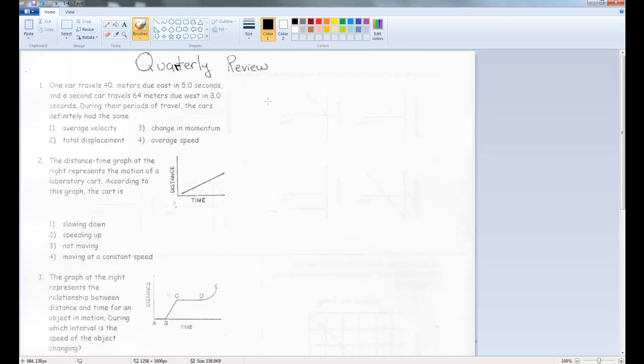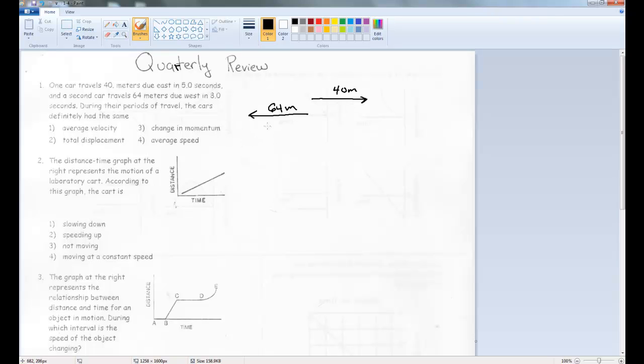So, number one, a car is traveling 40 meters due east in 5 seconds. And we have another car that's traveling 64 meters due west in 8 seconds, and you have to figure out these cars during their period definitely had the same which. So it's not displacement because one car went 40, the other went 64. It's not average velocity because velocity is a vector, and vectors imply direction. So these cars are going different directions, so they have different velocities.